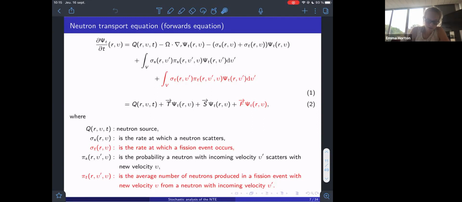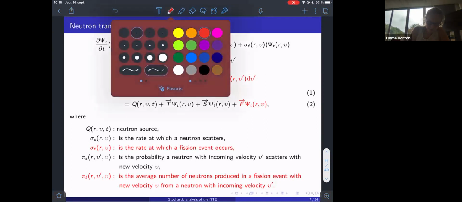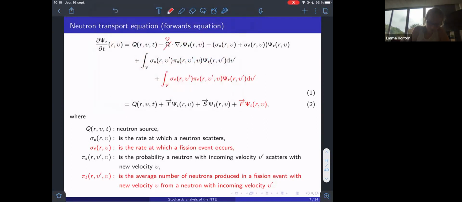Okay, and a small correction here, it should be v. Okay, so this is the neutron transport equation. It's the forwards equation, or a form of it. And just to note, I'm going to keep using these operators T, S, and F in the following slides.